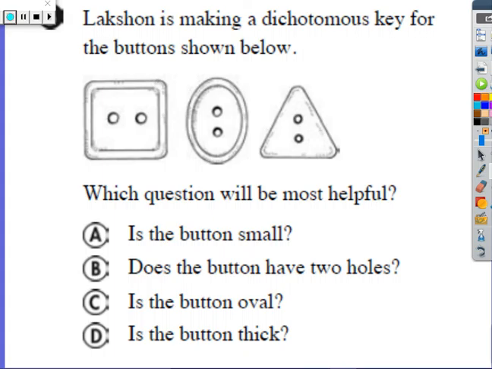Lakshan is making a dichotomous key for the buttons shown below. Which questions will be most helpful? Is the button small? Does the button have 2 holes? Is the button oval or is the button thick?